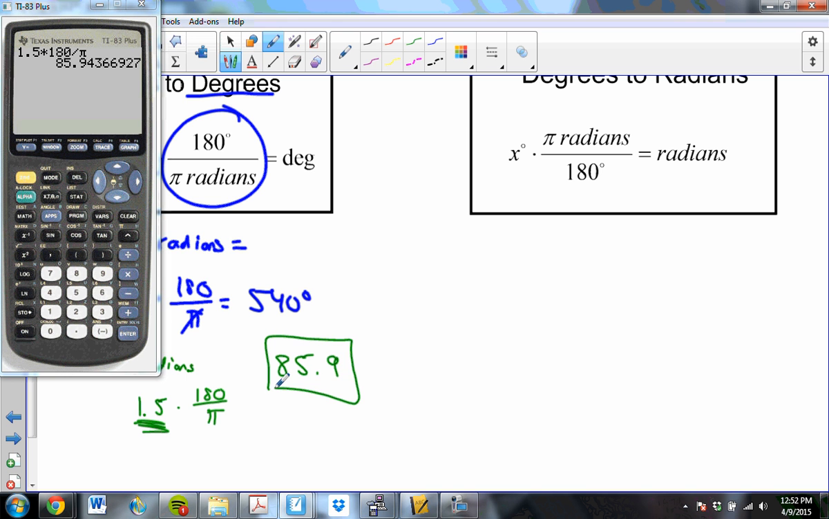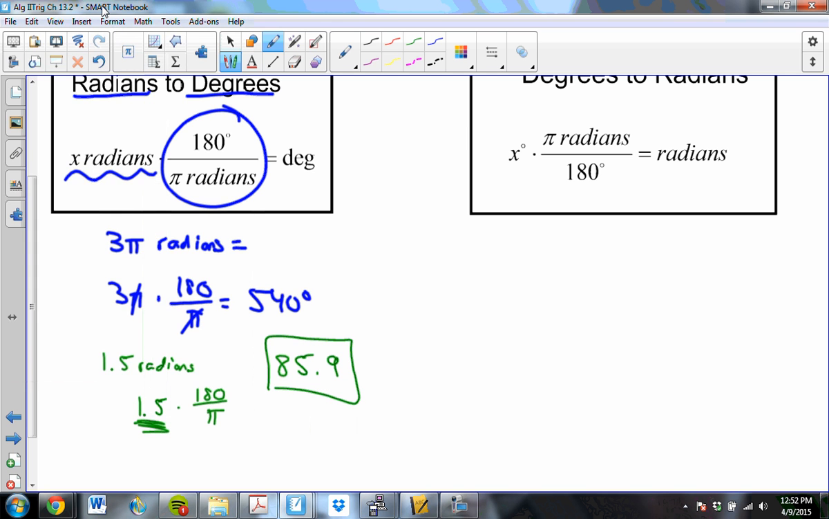So you want to start trying to learn to think about circles in radians. Think about the fact that 2 pi radians is a whole circle. So 1 pi radians is half a circle. And pi over 2 radians is going to be a quarter of a circle, or 90 degrees.